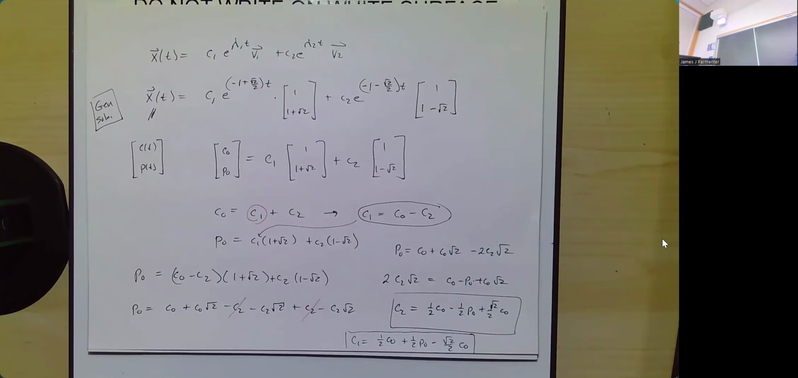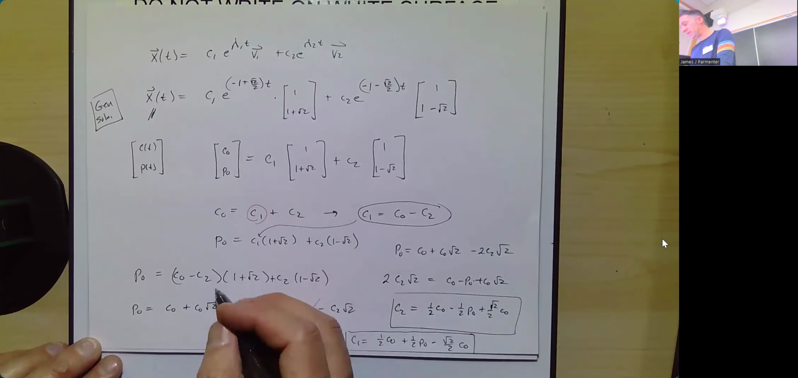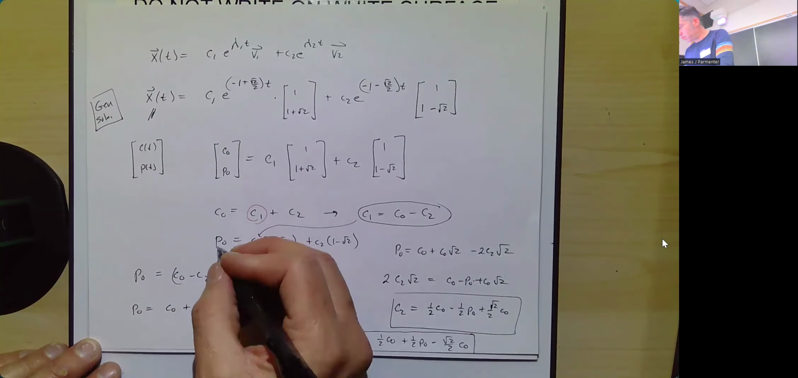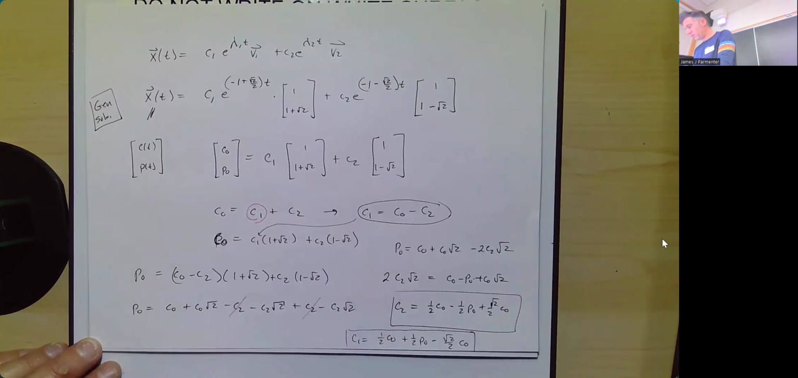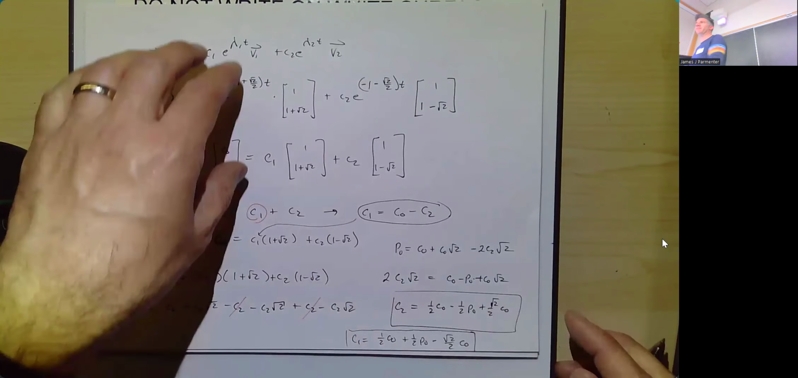Suppose that C of 0 equals C0 and P of 0 equals C0. Not P0, C0. So this should be a C sub 0, not a P sub 0. Which makes things a lot different. Ugh, sorry. We should fix it.